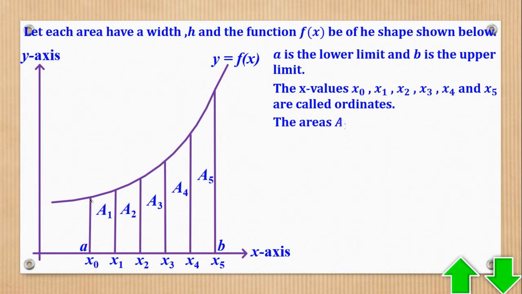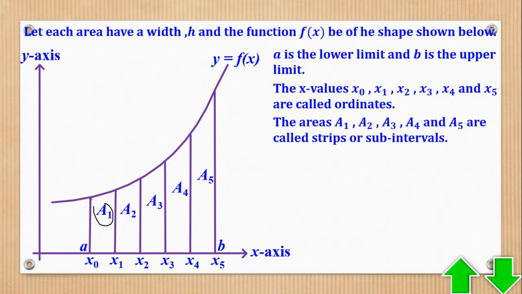Then these shapes have area. So this is area A1, the area for this shape from x0 to x1. Then from x1 to x2 the area is A2. From x2 to x3 the area is A3. From x3 to x4 the area is A4. And lastly from x4 to x5 the area is A5.